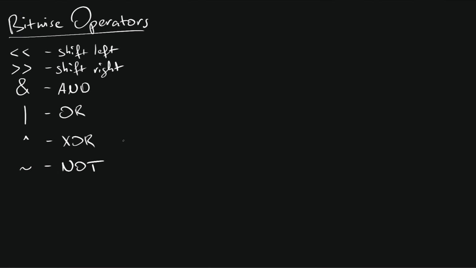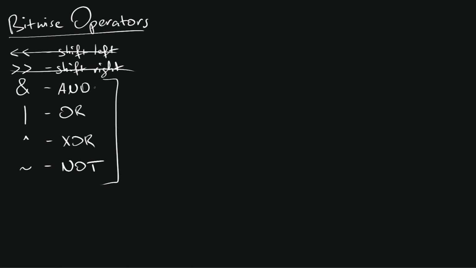Okay, so what you're looking at over here are all of the bitwise operators. These two we have already covered in the previous episodes, so we don't need to talk about them today. And today is going to be about the rest of these. So we have the bitwise AND, the bitwise OR, the bitwise XOR or exclusive OR, and then the bitwise NOT operator.